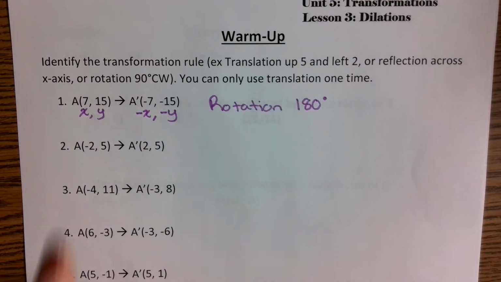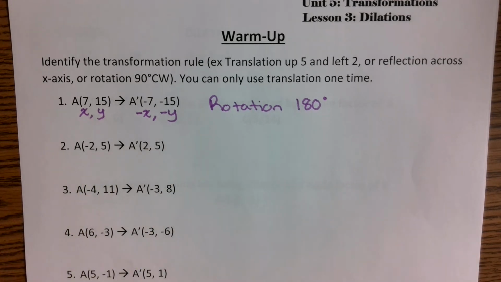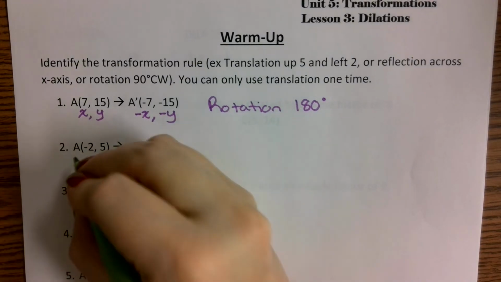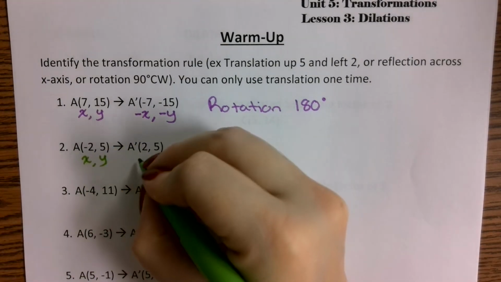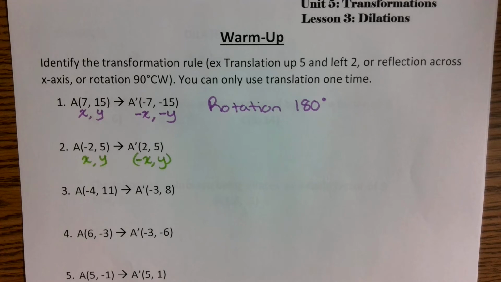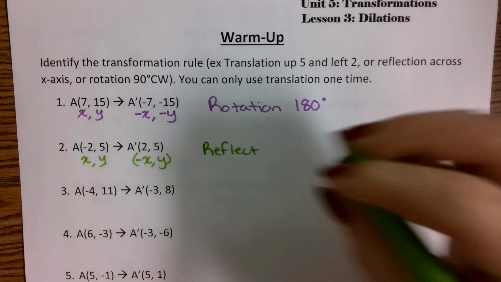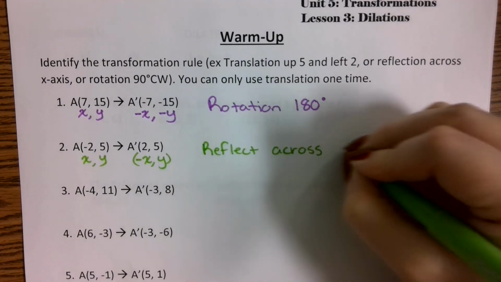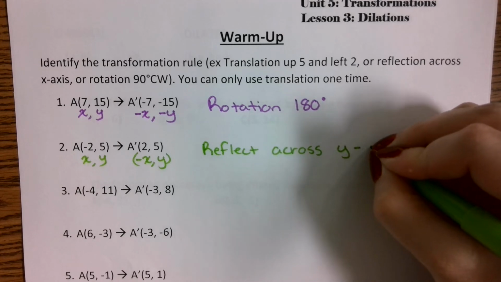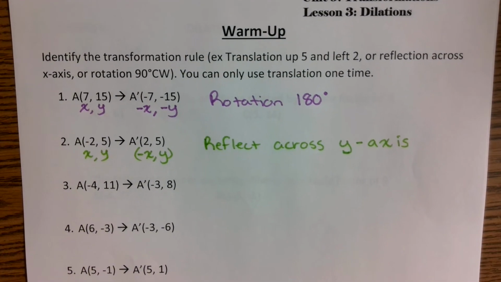Okay? For problem 2, -2, 5 becomes 2, 5. So what rule has us starting at x and y and then changing it to the opposite of x and y? What rule is going to have us going from xy to opposite of xy? Yuchan? The reflection across the y-axis. Very good. When we reflect across the y, it changes the x to the opposite. When we reflect across the y, it changes your x to the opposite value. So it's a reflection across the y-axis.